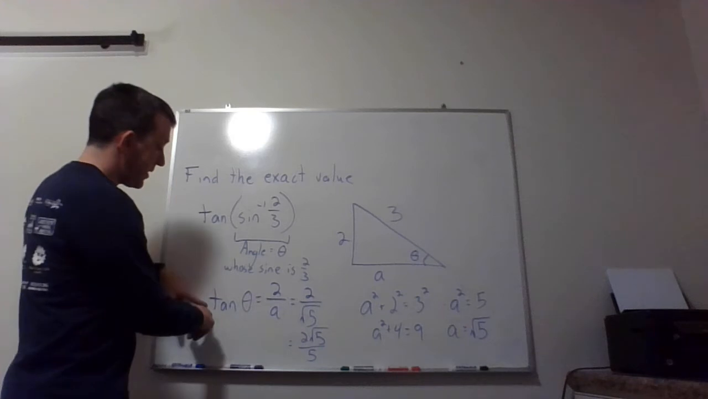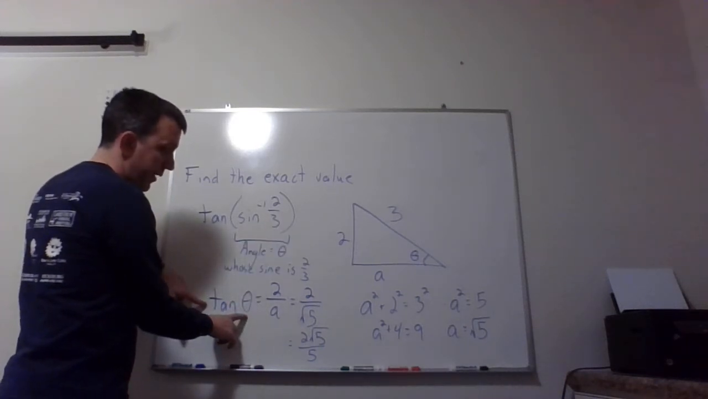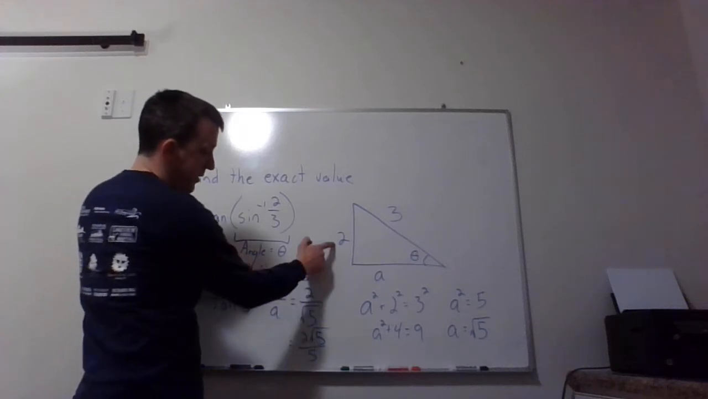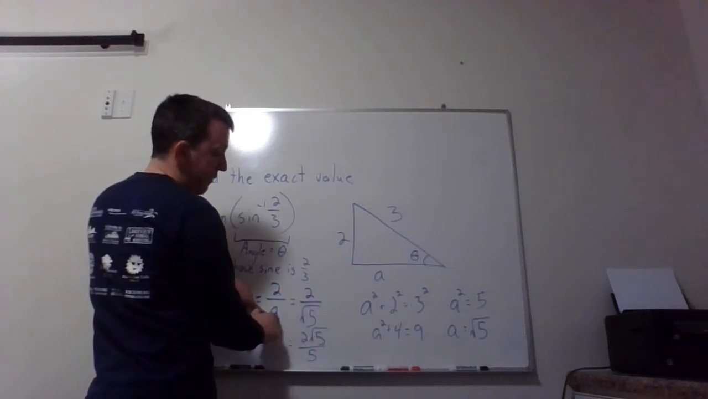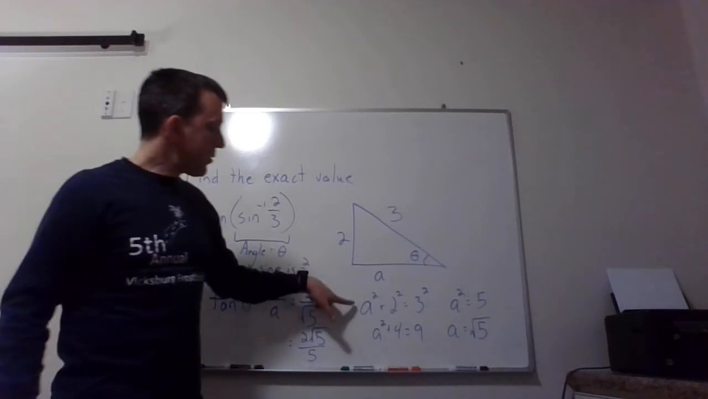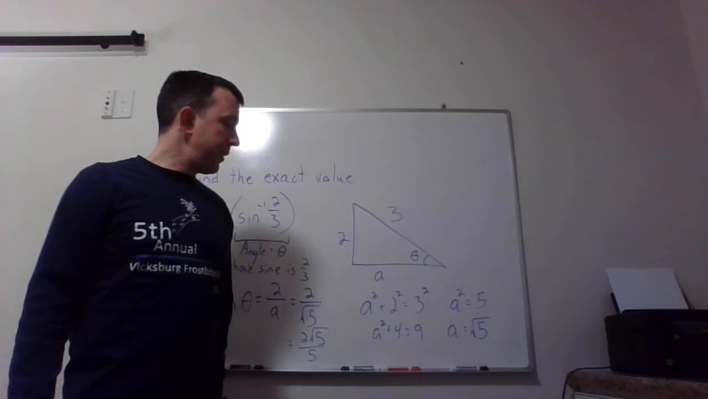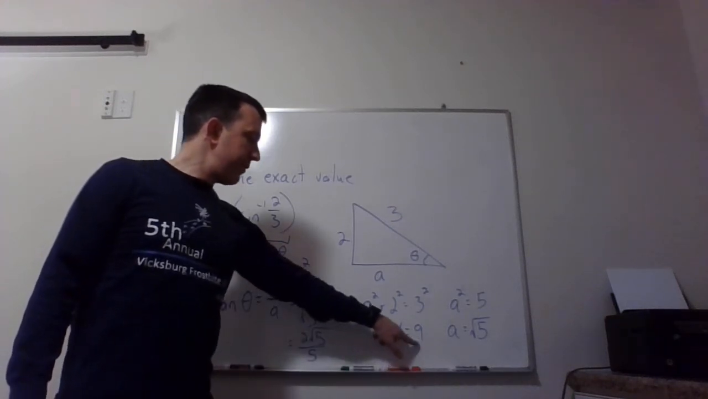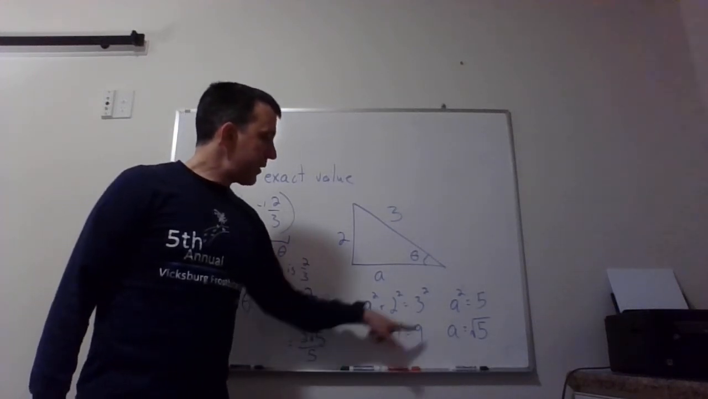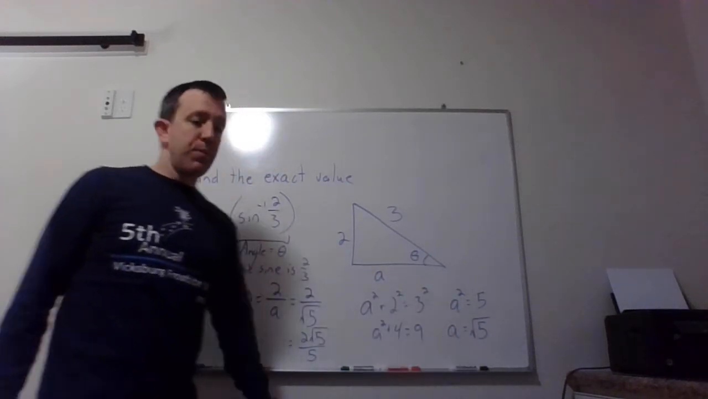In order to find the tangent of that angle, because remember, this whole thing is that angle, I need the opposite over adjacent, 2 and a. So I need to find a, and then I can put together my tangent. So I pull out the Pythagorean theorem. a squared plus 2 squared equals 3 squared. 2 squared is 4, 3 squared is 9. When you subtract the 4, you get a squared is equal to 5. And out pops that a is the square root of 5.